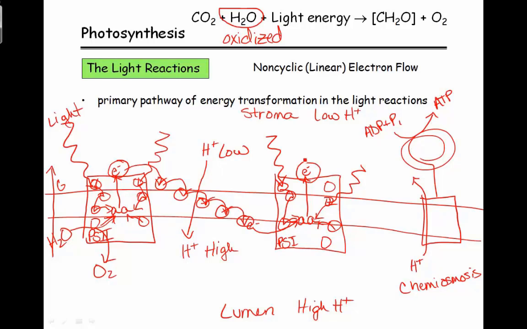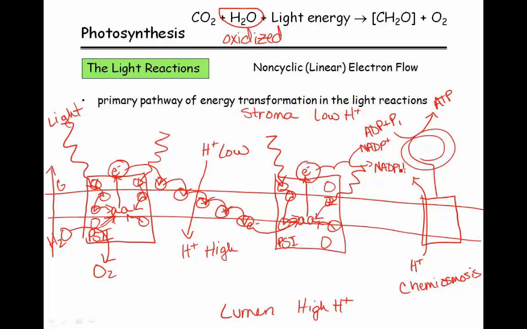Now this electron that is now a high energy electron is going to be passed down a very short electron transport chain so that eventually it's going to be grabbed by NADP plus to then become NADPH. So NADPH will be holding on to an energetic electron, high energy electron.